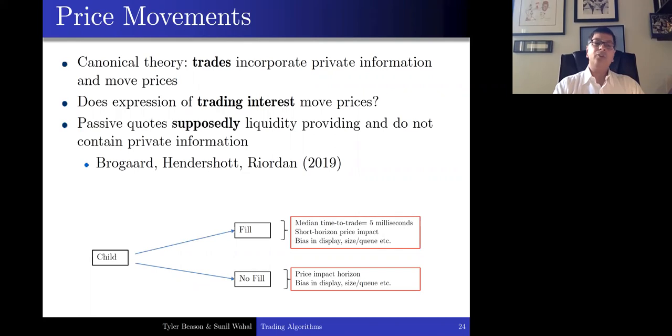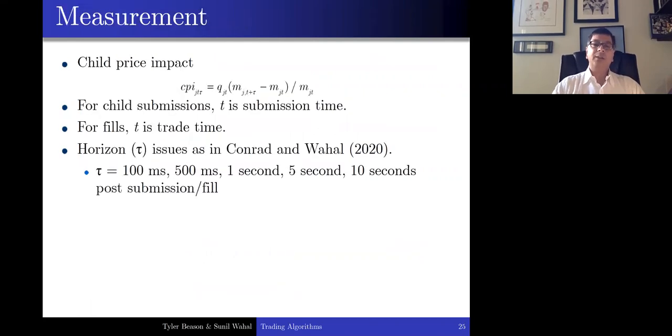So when we measure price movements, we have to be awfully careful. We're going to measure quote midpoint changes from the time of submission of the child order, or the time of execution for a fill. Ex post, we know whether something is filled or not. We do this over a variety of horizons: 100 milliseconds, 500 milliseconds, and so on.